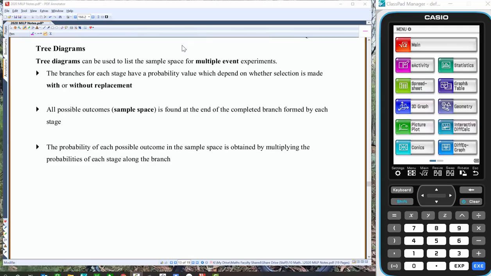I can just about guarantee that on the Year 12 Methods exam, one of the questions you do will need to be answered via a tree diagram. Tree diagrams can be used to list the sample space for multiple event experiments, for two events or more. Remember that in the previous topic we did lattice diagrams, which need exactly two events and can't do more. Tree diagrams can do infinitely many.